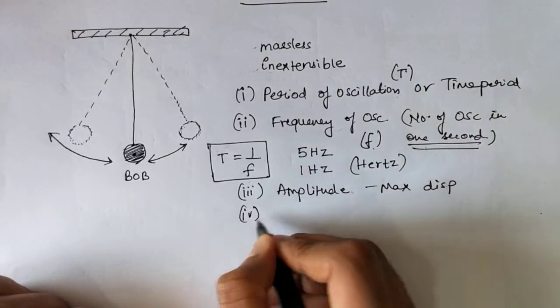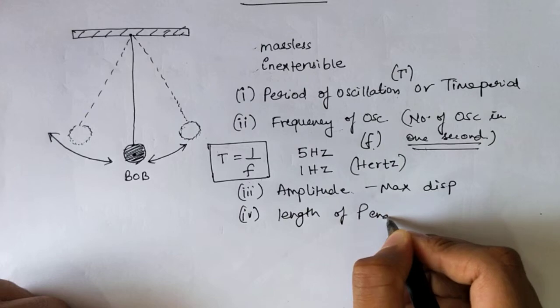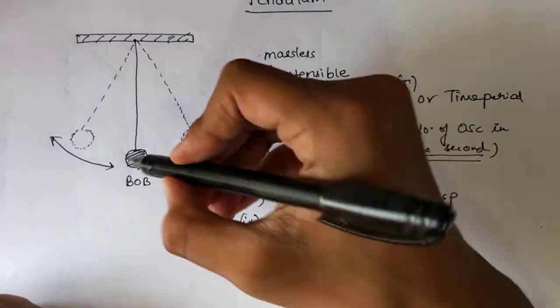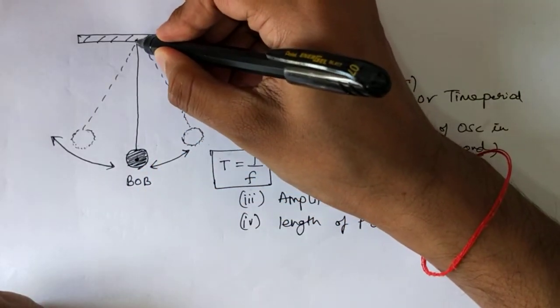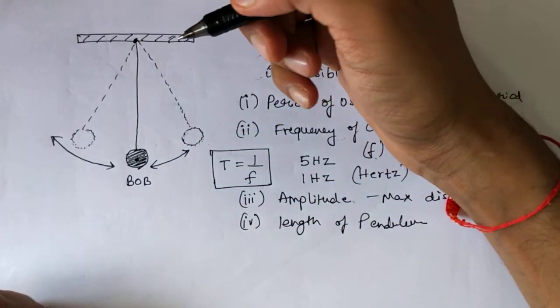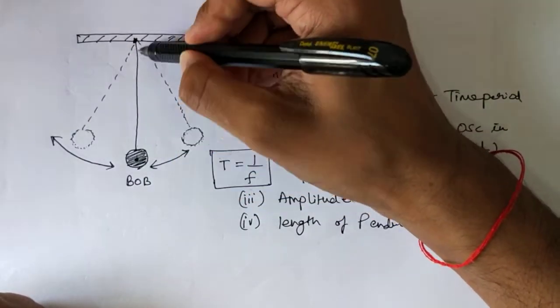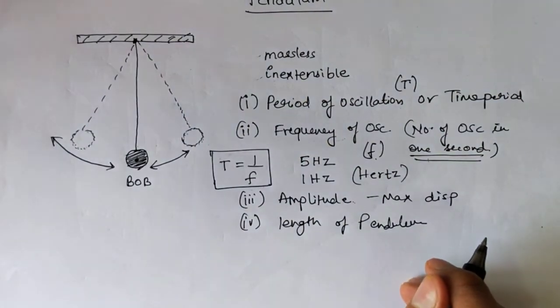The fourth is length of the pendulum. Now what is length of the pendulum? Length of the pendulum is from the center of the bob to the point at which the bob is connected to the rigid support. So this length from the center of the bob till here is the length of the pendulum, the effective length of the pendulum.